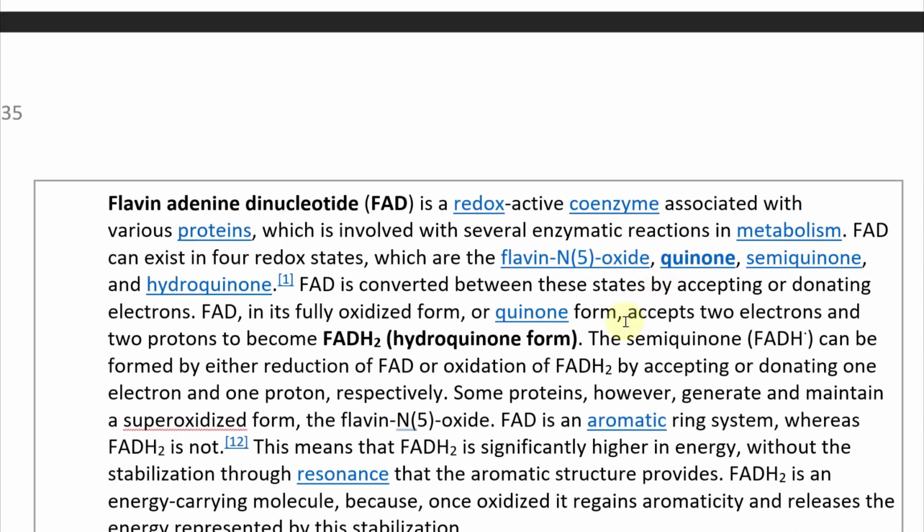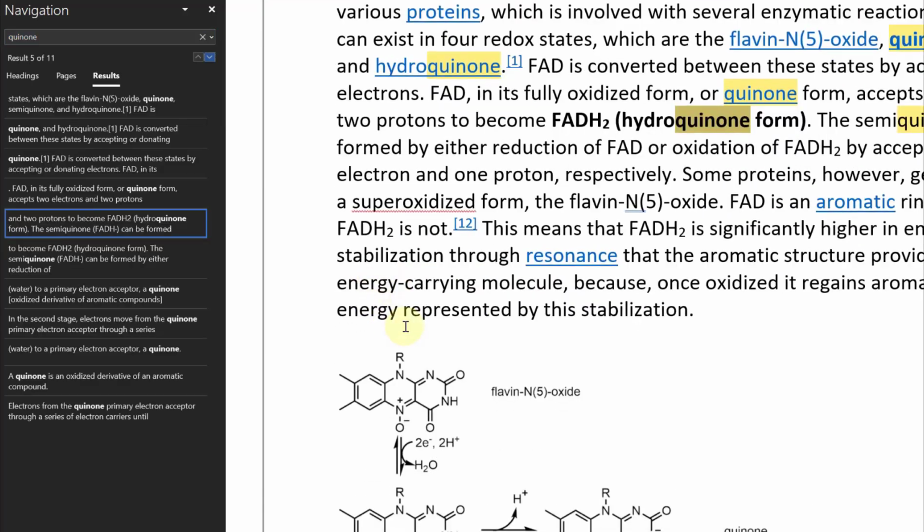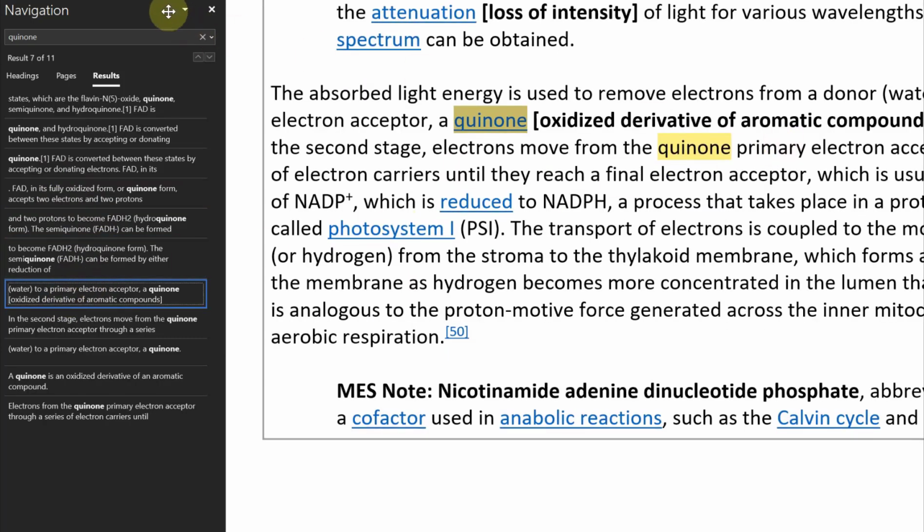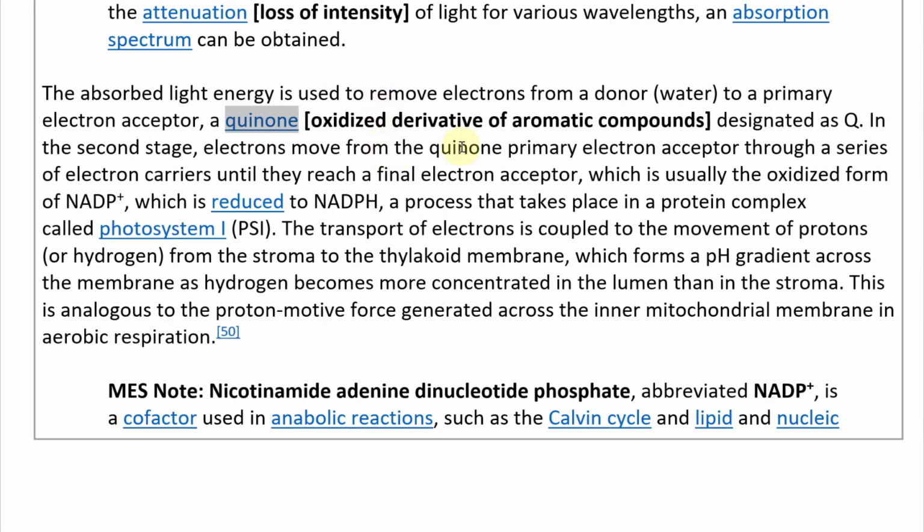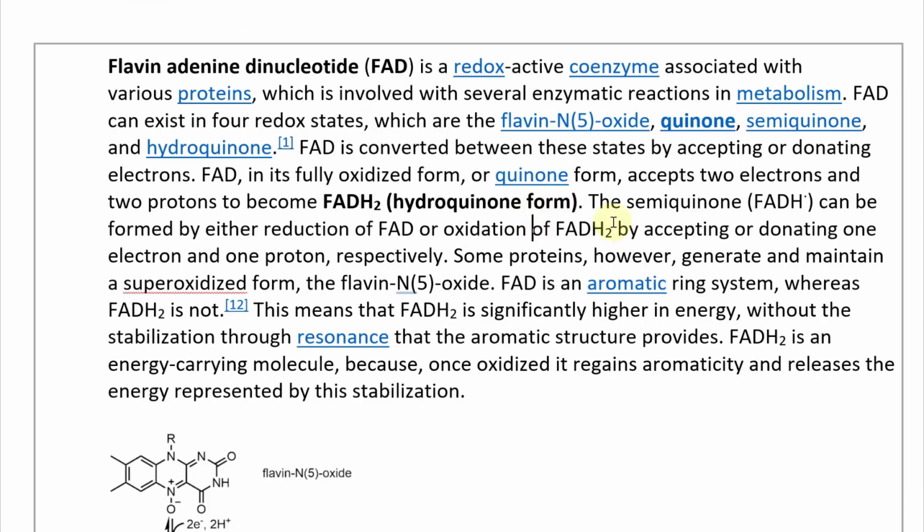And the reason for this is, let's go back over to this part right here. This is the one we just read. So the quinone is an oxidized derivative of aromatic compounds. All right, and now we are back here. So basically, this quinone, so FAD in its quinone form, is an oxidized derivative of FAD, and FAD is an aromatic molecule, it has an aromatic ring system.